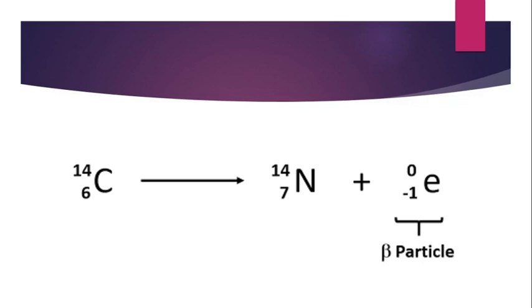So this is an example where you can see that carbon C-14 is converted into nitrogen with atomic number 7 and mass number the same, that is 14, plus an electron. You can write an antineutrino with the electron on the right side.